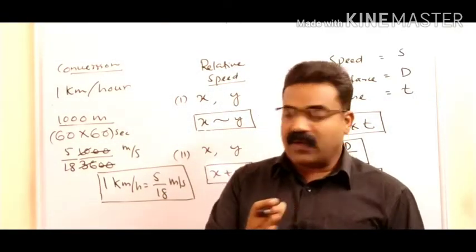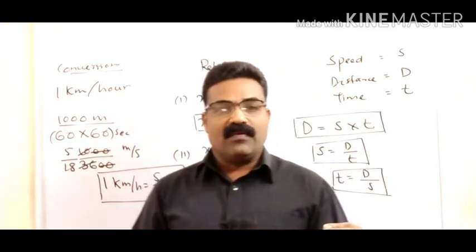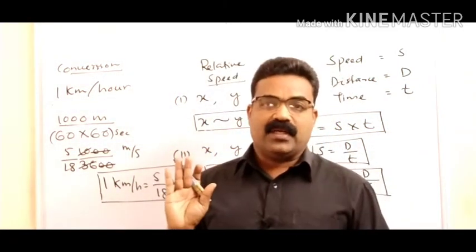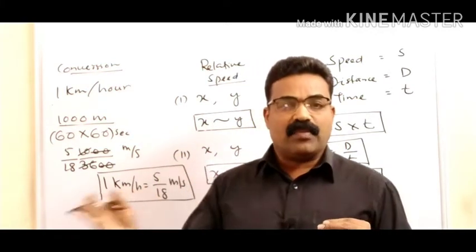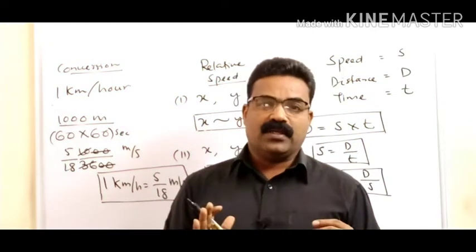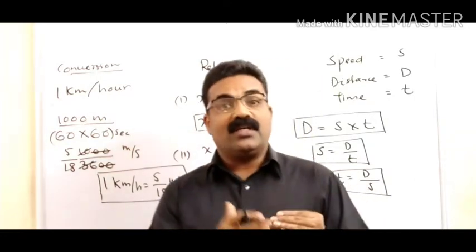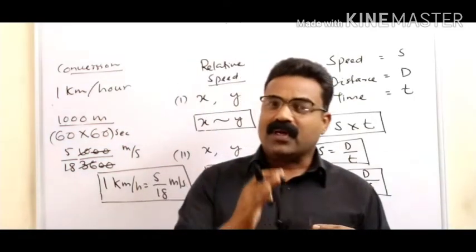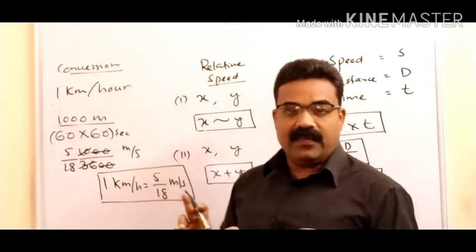Suppose 1 kilometer per hour is equal to 5 by 18 meter per second, and 10 kilometer per hour is 10 into 5 by 18 meter per second. 20 kilometer per hour is 20 into 5 by 18 meter per second. 100 kilometer per hour is 100 into 5 by 18 meter per second. So for any number given in kilometer per hour that you want to convert into meter per second, you have to multiply that number by 5 by 18.